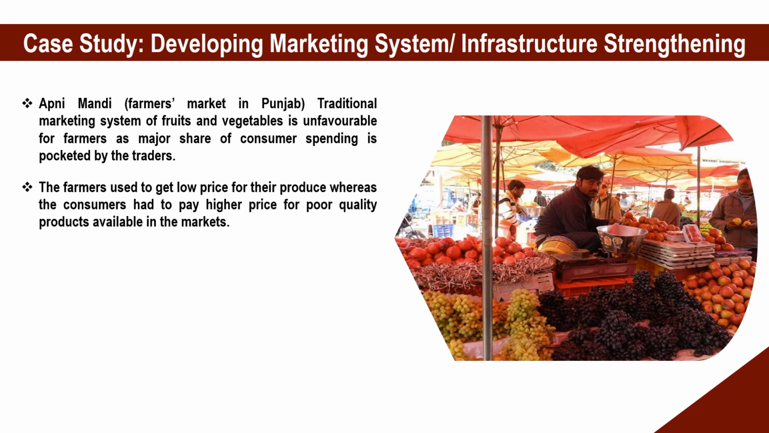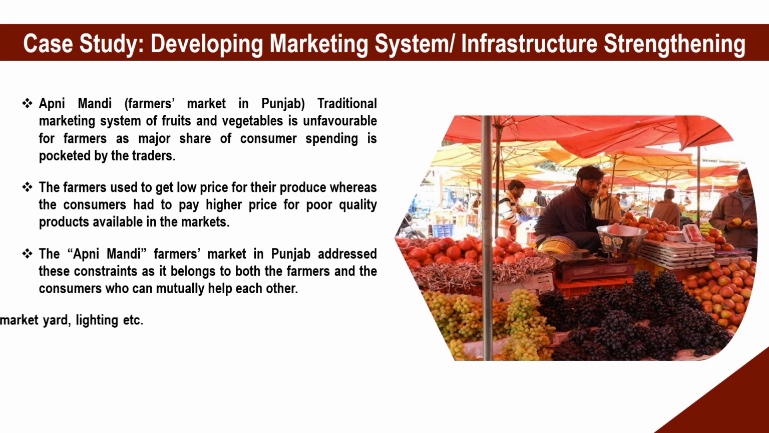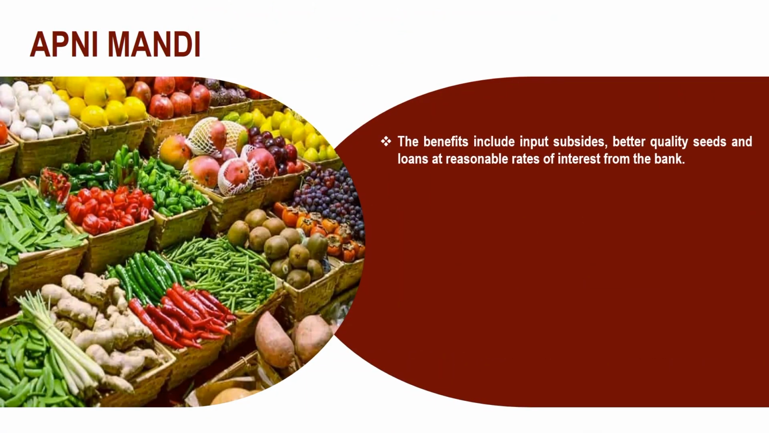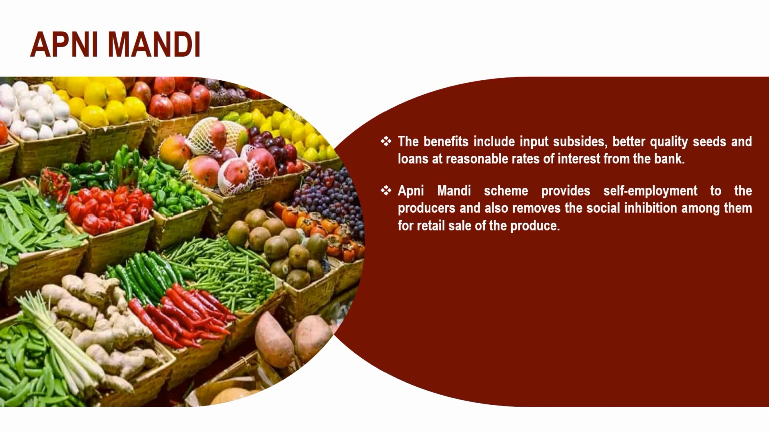Apni mandi is a farmers market basically. So, farmers can directly come to these apni mandis and they can sell their vegetables or fruits, and they can get a better remuneration for their products. So, in this basically infrastructure facilities like market yard or lighting etc. are provided, extension services of relevant departments are also pooled in, and benefit goes to the farmers who are part of this apni mandi. So, different benefits would include subsidies, better quality seeds, loans at reasonable rates of interest from the bank, and it also provides self-employment to producers and removes the social inhibition among them for retail sale, because sometimes farmers have an inhibition to sell directly, but that inhibition is reduced through this organized apni mandi.